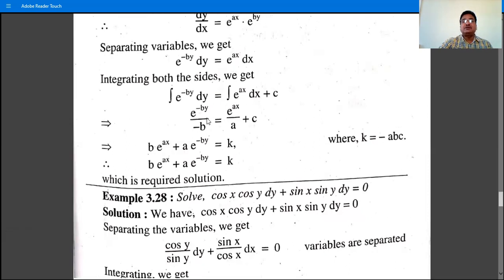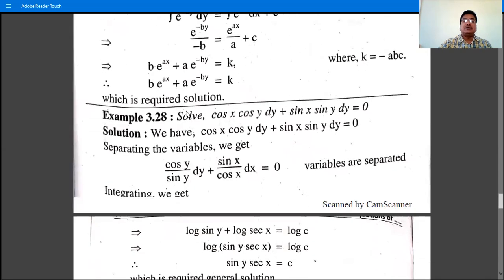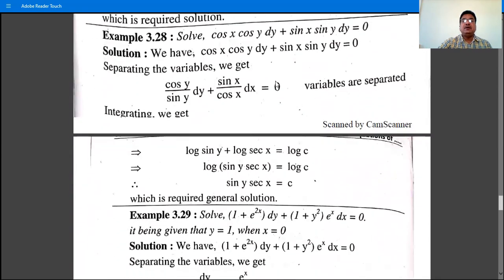So what we have? We have this e raised to minus by, integration is e raised to minus by divided by minus b. And then integration of e raised to ax is e raised to ax divided by a, the derivative of ax, plus constant of integration. So it is b e raised to ax, divided by multiplying by ab. So b e raised to ax plus a e raised to minus by is equal to the constant of integration, suppose k is minus abc, multiplied by minus ab, so we have this answer. Okay, so this is the general solution or required solution of the given differential equation. So again, this is the example of variable separable form type 1.